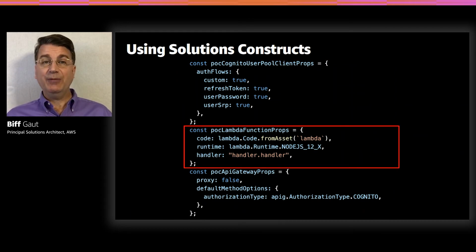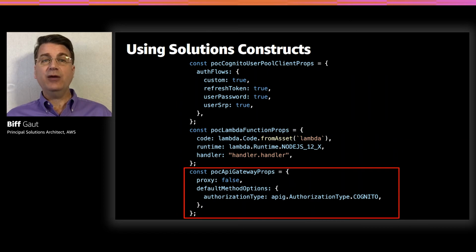Whenever we declare a Lambda function, we need to tell the CDK where to find the code to deploy for the Lambda function. In this case, we're pointing to the code we looked at in a very early slide in this presentation. Finally, for our API gateway, since we explicitly defined the API, we don't want the more general proxy Lambda integration. So we'll set proxy defaults, and we'll set our authorization type to cognito.